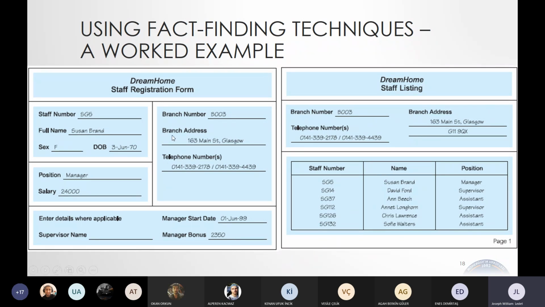Right? So here we notice some different fields, some different data items that might exist: a staff number, a person's name, sex, date of birth, what position they are, what their salary is, what branch number and branch address they will work out of. So these are all data that we're going to maintain, right? Notice here you have the branch. Okay, so branch is going to have multiple staff at it. Okay, that's good to know.